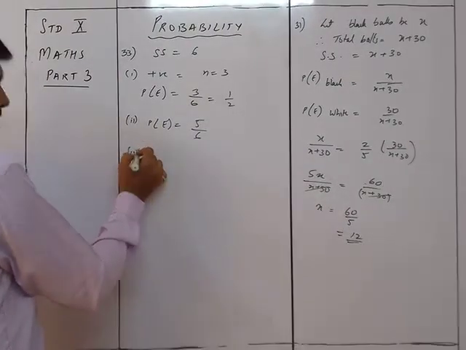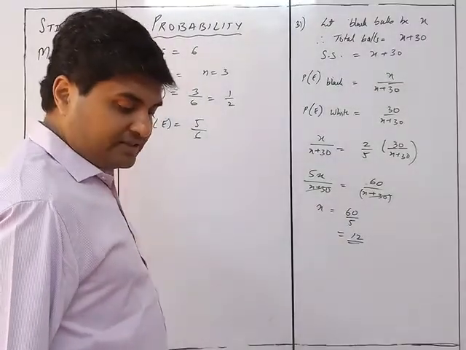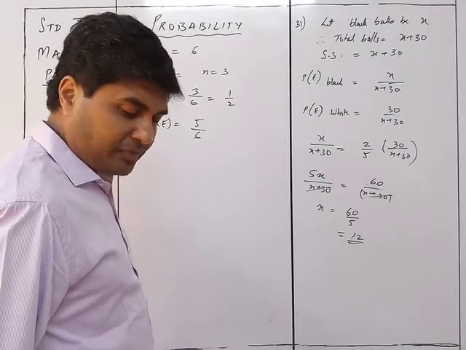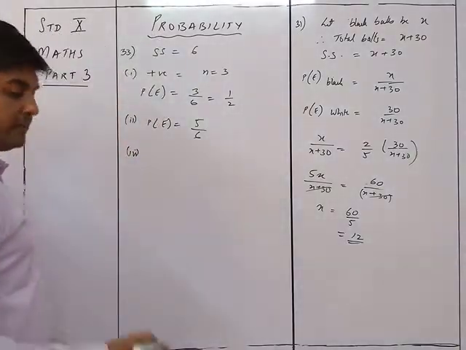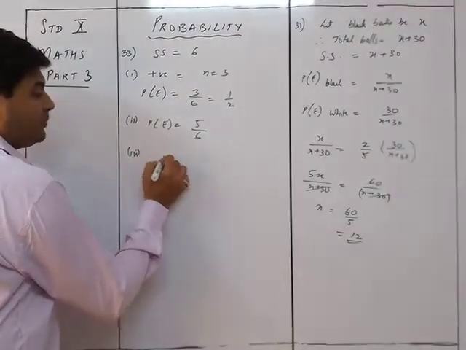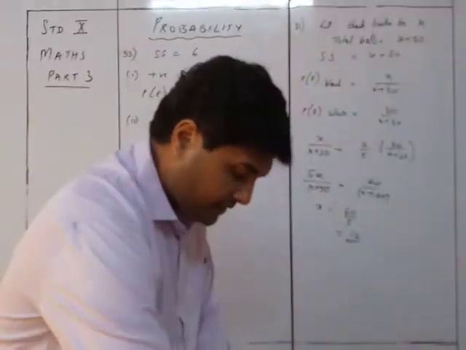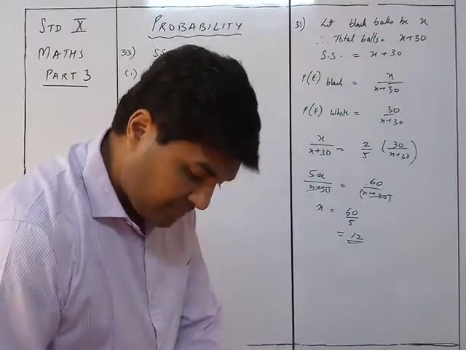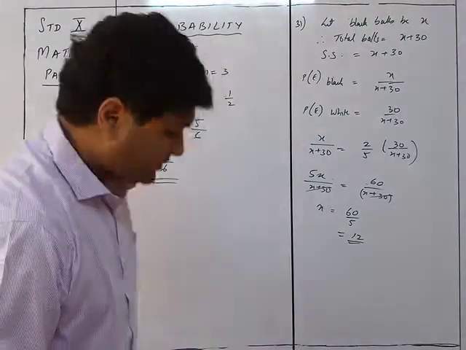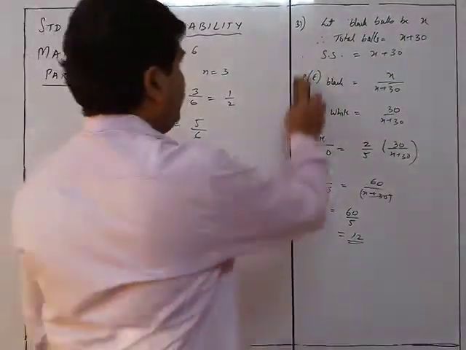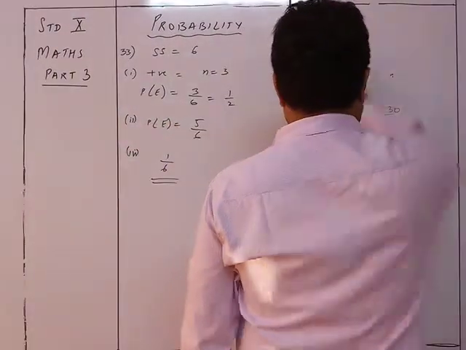And the third one is the smallest integer. The smallest integer out of this is -3. So that will be 1 upon 6. So that will be the answer: 1 upon 2, 5 upon 6 and 1 upon 6. That was sum 33. Move on to 35.